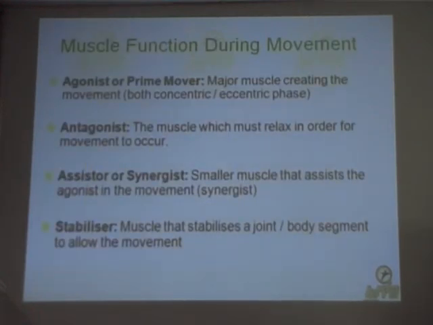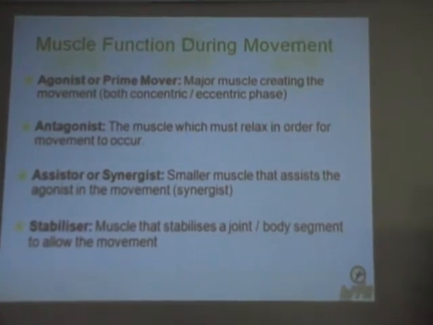Okay, some terminology here, really important. The prime mover is the major muscle contracting to cause that movement, also called the agonist. It will be the same on the concentric or eccentric. The antagonist is the opposing muscle, which must relax to allow the agonist to perform its role. Examples of muscles with an antagonistic relationship: biceps and triceps, quadriceps and hamstrings, rectus abdominis and erector spinae, just to name a few.